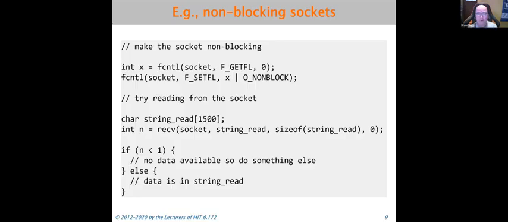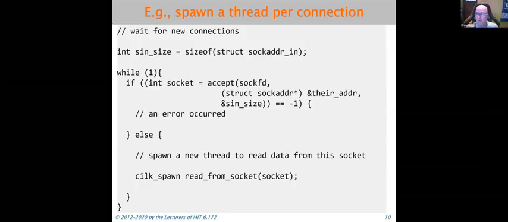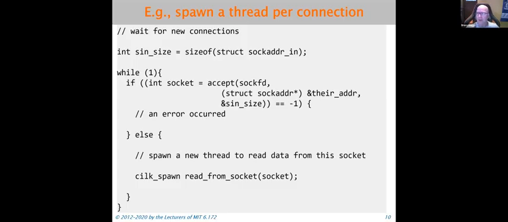Another way you could do something else while you're networking is to spawn a separate thread for each connection that you're processing. And this is a very common technique that a server might implement. And the idea is that you could listen and wait for a client to connect. And when you get a request to open a connection to a client, you could accept that request.